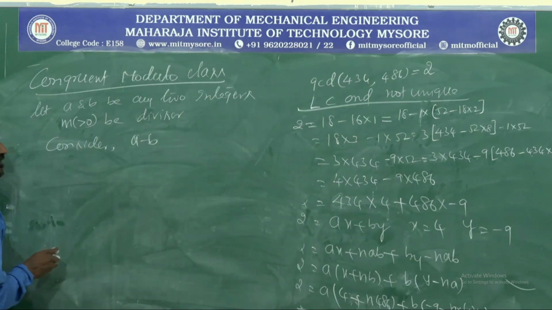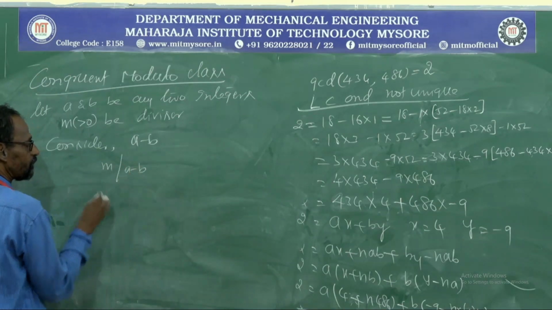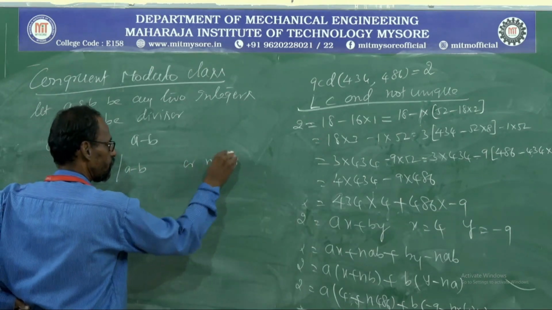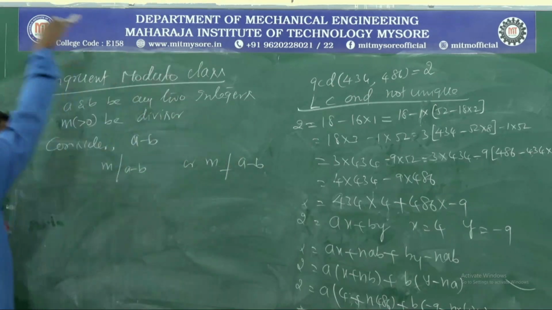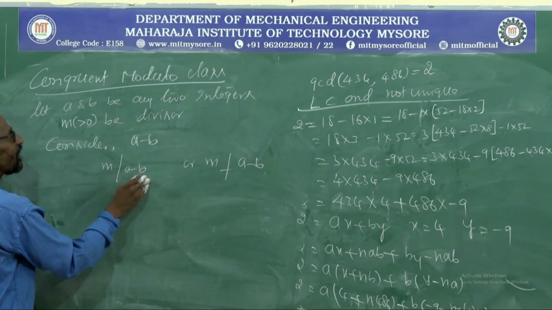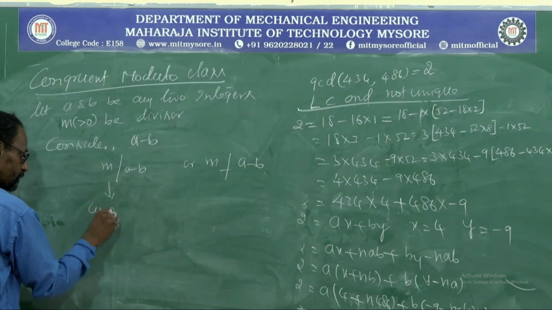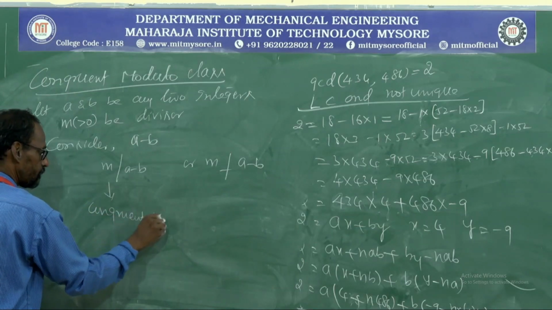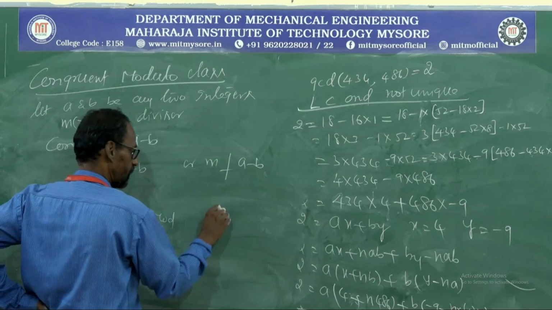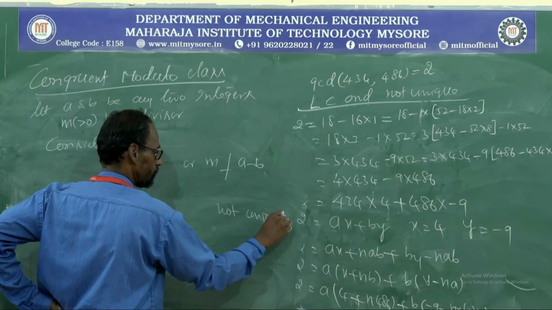Don't get confused, both are valid. Now we have two approaches. M divides A minus B or M does not divide A minus B. See, again we are going back to divisibility. When M divides A minus B, then we call it congruent modulo. In this case, we call congruent modulo. Here we say not congruent modulo.